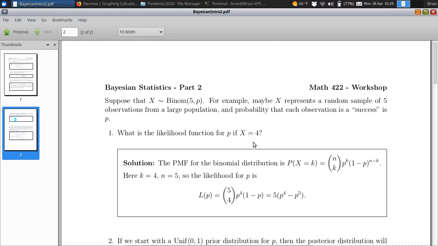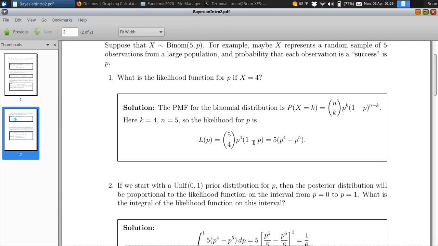So the first question is, what's the likelihood function for p? And to do this is what we've been doing for a while now. You just take the probability mass function for the probability distribution that you're working with. This is the probability mass function for a binomial distribution, and you take the values that you know. So we know that n is 5 and we know that k is 4, so we substitute those into the formula, and then the only thing we don't know is our parameter p that we're trying to estimate. So we get this likelihood function right here, and it's not so bad.